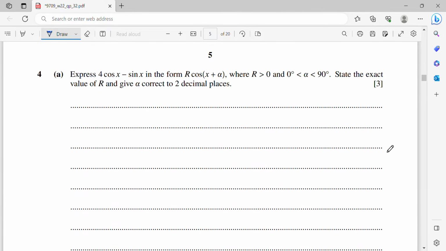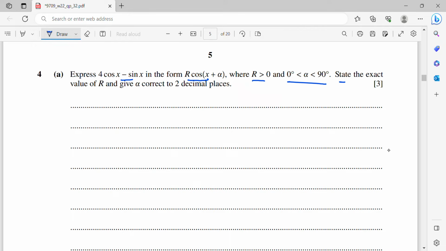Alright, so now question 4. Express 4 cos x minus sin x in the form r cos(x plus alpha), where r is greater than 0 and alpha is between 0 and 90 degrees. That's the first part of the question.